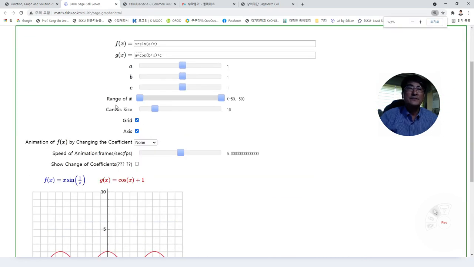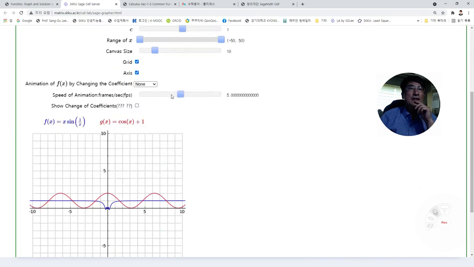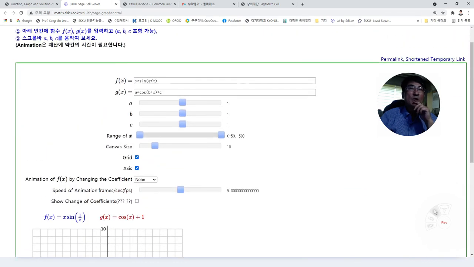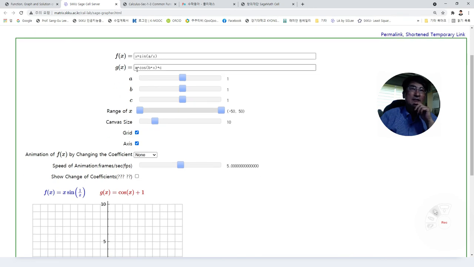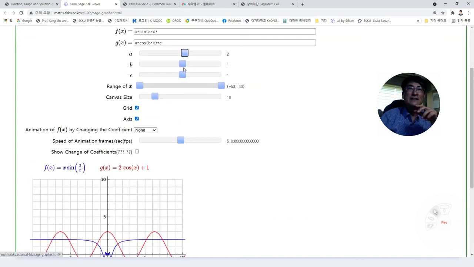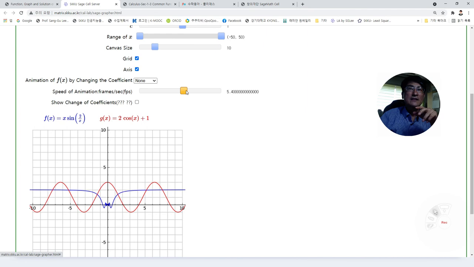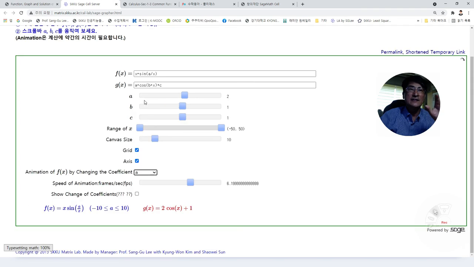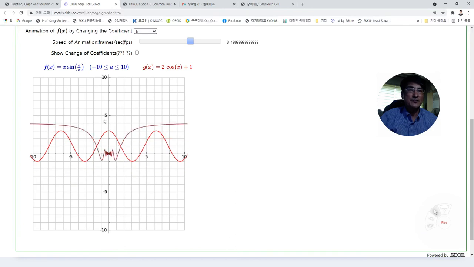And this is the tool grapher that I made for you. This shows the graph of x sine 1 over x and also cosine x plus c, when a, b, c are all ones. We can change it. We can draw different graphs like this by sliding this. Also we can change the speed of animation, and we will see how the graph changes as the value a changes. And this is a graph of f of x and g of x together.